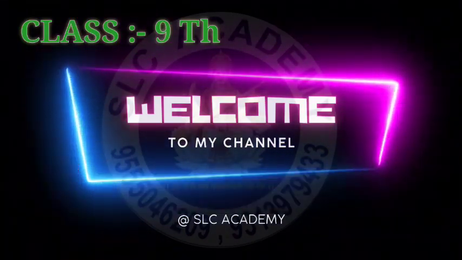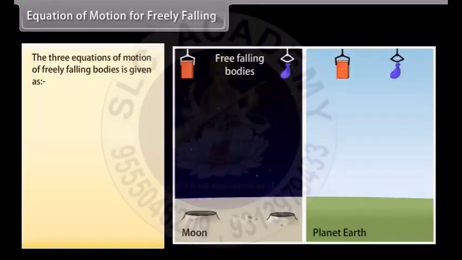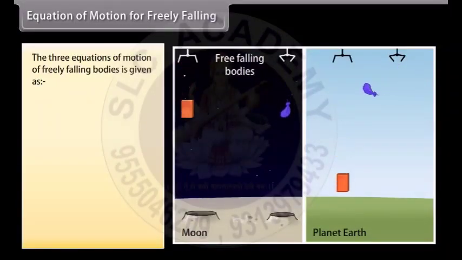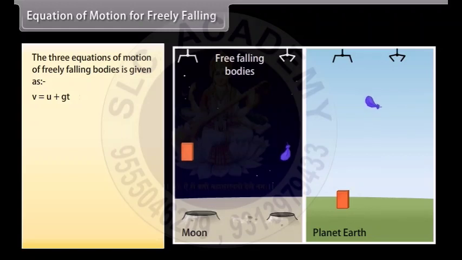The three equations of motion of freely falling bodies are given as: V is equal to U plus GT, S is equal to UT plus 1 upon 2 GT square, V square is equal to U square plus 2GS.